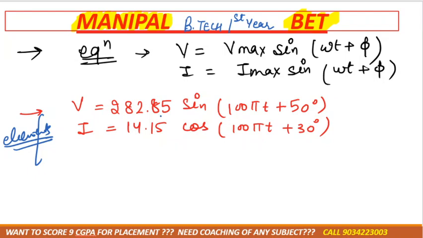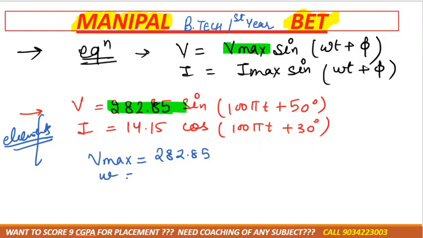Okay, now see, how can we see this equation? If we compare this equation with the standard equation, can we get the value for Vmax? Vmax is how much? 282.85. Can we get the value for omega? That is 100 pi. And can we get the value for phi? For the voltage, 50. Okay.